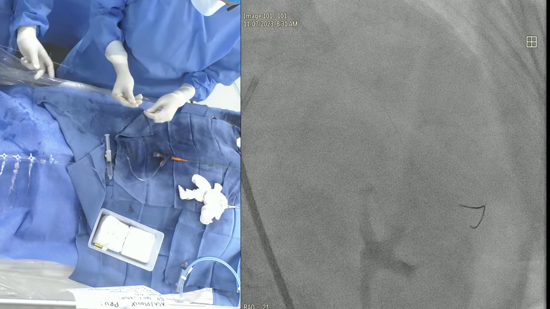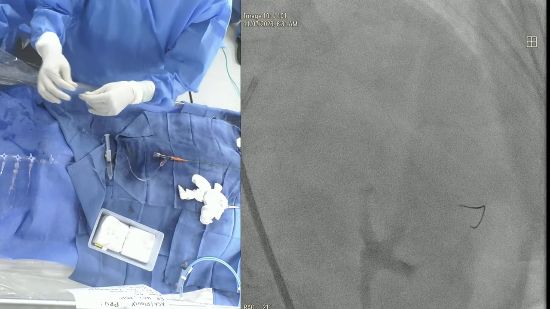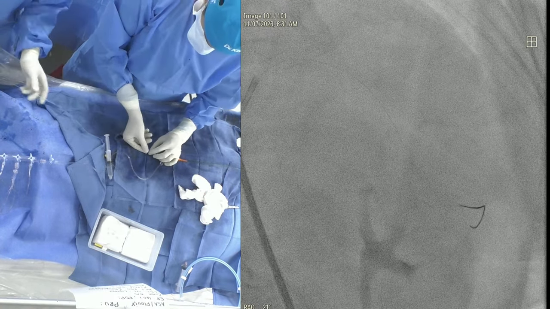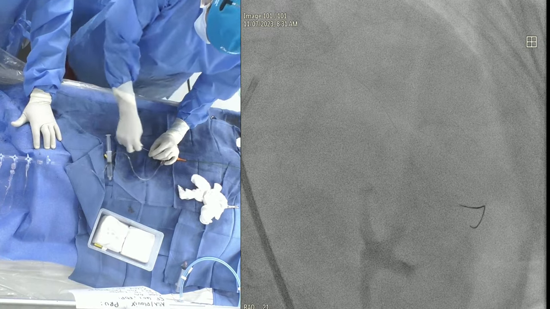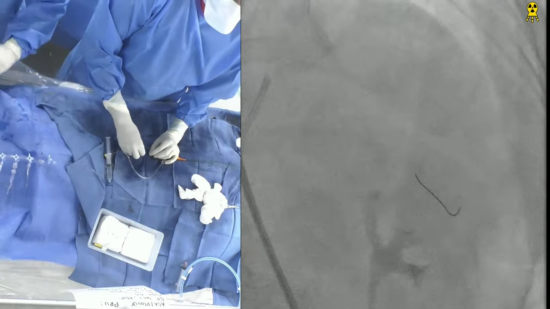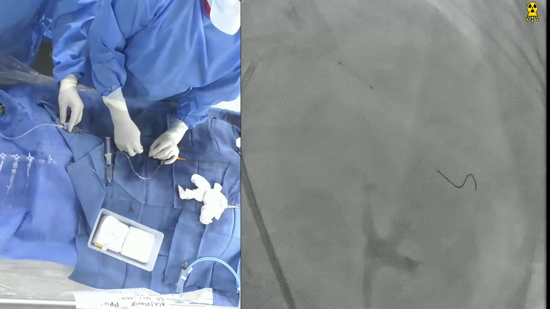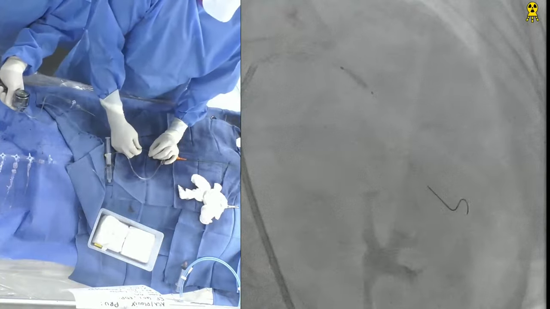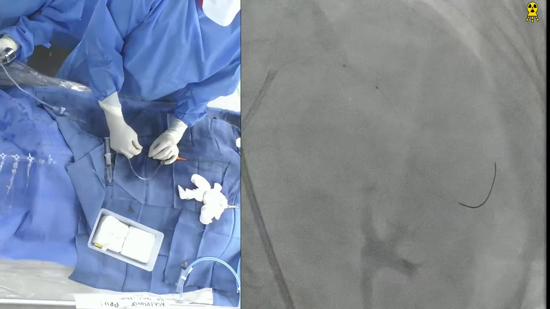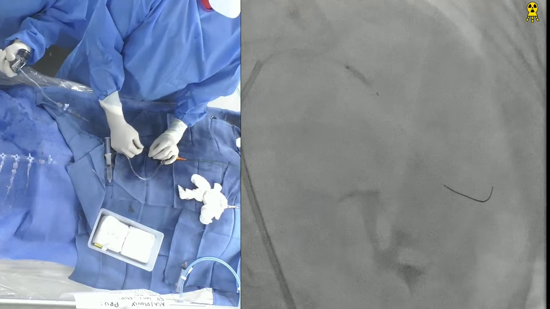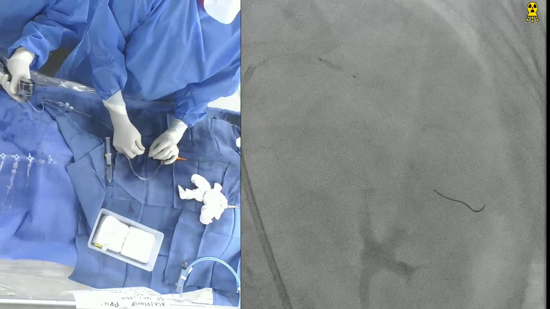What size is this? 2.5. So it's a 2.5 non-compliant, and then we have the fielder wire ready to go back into the diagonal. Dilating. You have to pull back a little bit. 16. Okay, go up here. You have to move. Yeah, you have to go a little slow. And anytime with the watermelon, you have to go slow. And of course, you can always use the cutting balloons.